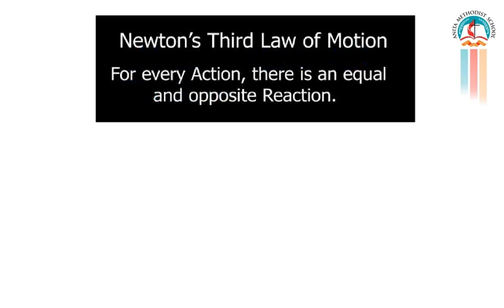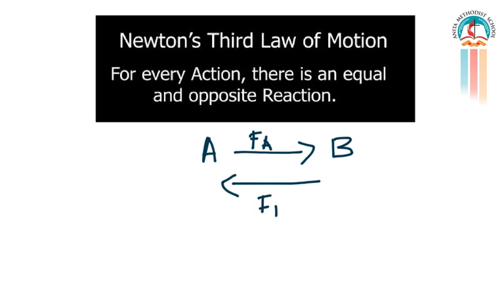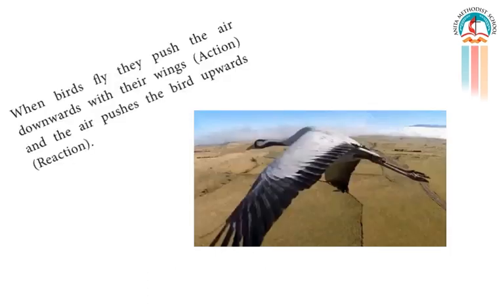That is, for every action there is an equal and opposite reaction. When a body A applies a force on a body B, so FA be the force applied by the body A, and the body B reacts with the force FB on A. So according to Newton's third law, for every action there is an opposite reaction. So FB is equal to minus FA. Now let's see some of the examples of Newton's third law of motion.